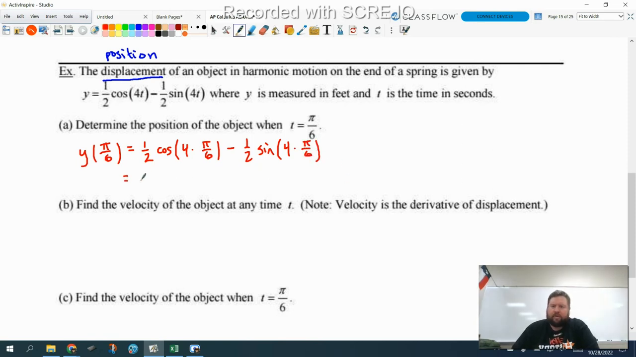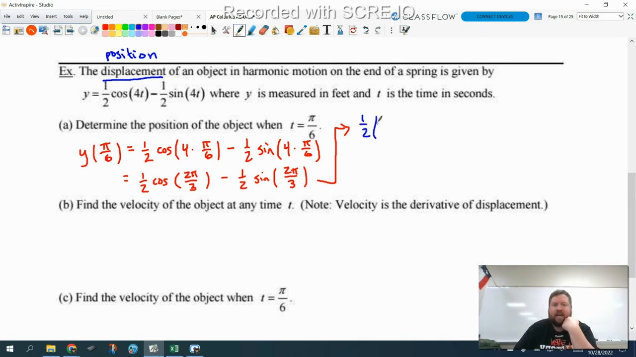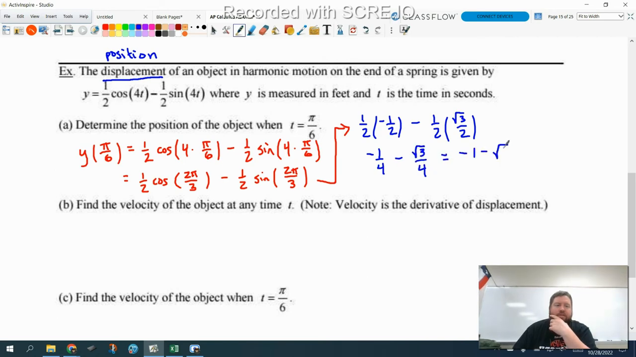All right, and then we'll work it out. So this is 1/2 cosine of 2 pi over 3 minus 1/2 sine of 2 pi over 3. So we get 1/2 times cosine of 2 pi over 3, which is negative 1/2, minus 1/2 times sine of 2 pi over 3, which is square root of 3 over 2. So we get negative 1/4 minus square root of 3 over 4. Combine those together if you like into a single fraction because they have a common denominator.